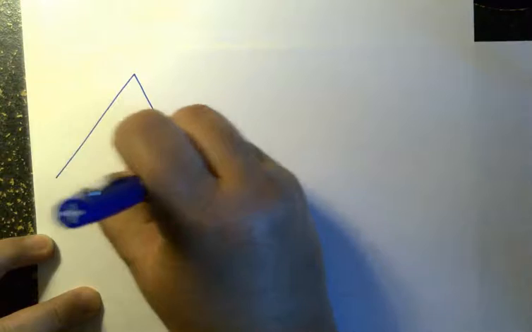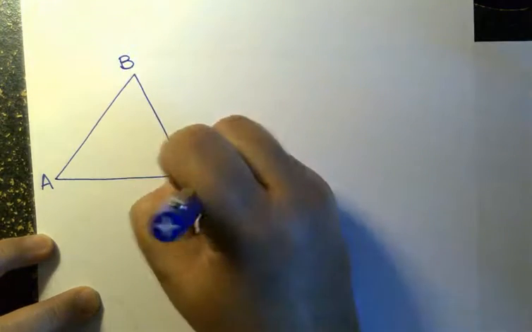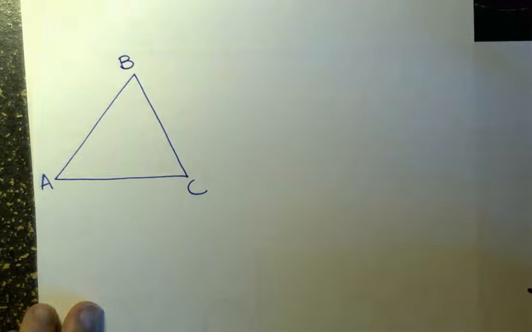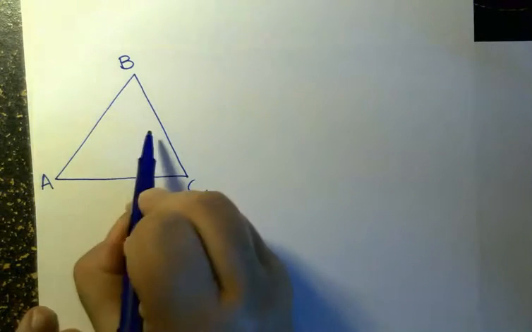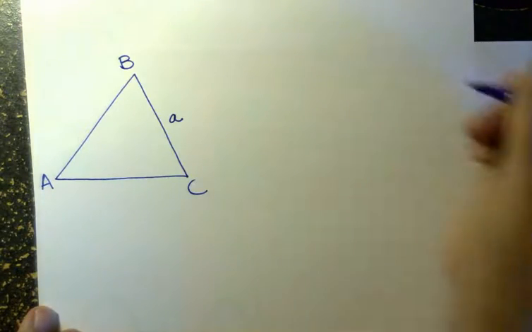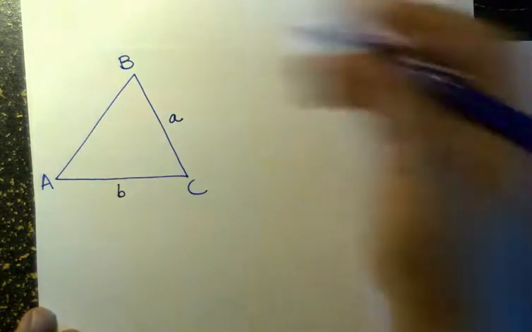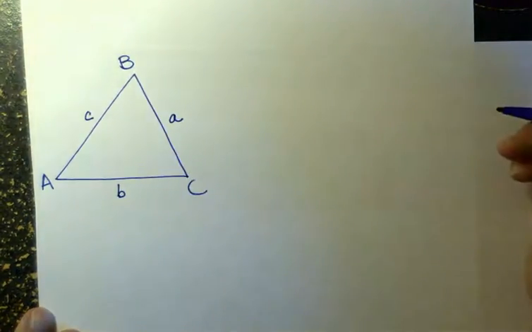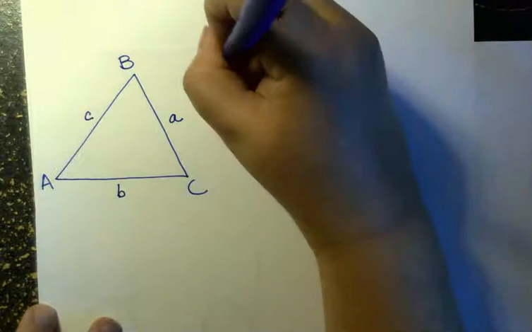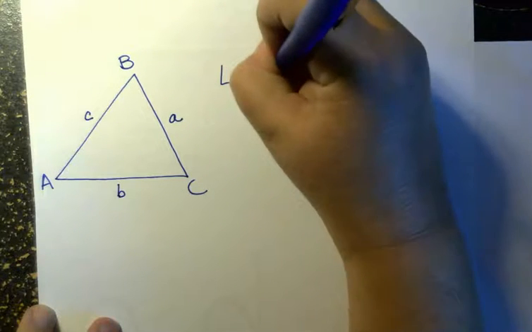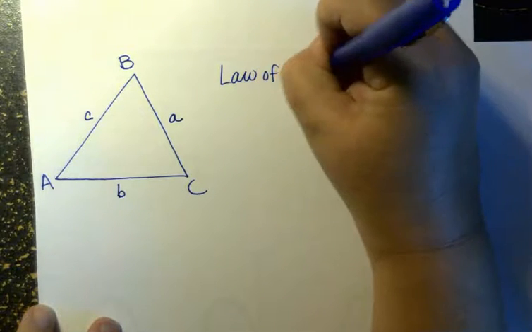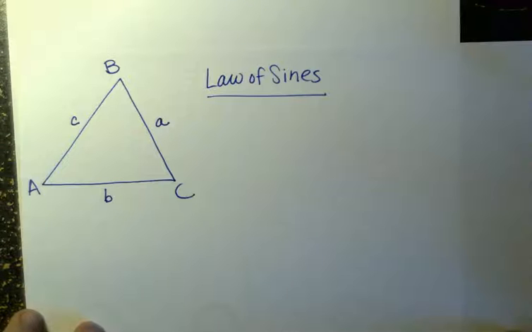To start, it helps to be familiar with the idea of naming the three vertices of my triangle with capital letters, and then referring to the side across from each angle by the lowercase of the same letter. So this would be side A, this length would be B, and this length would be C. And what the law of sines says is basically the angles are proportional to the sides across from them.